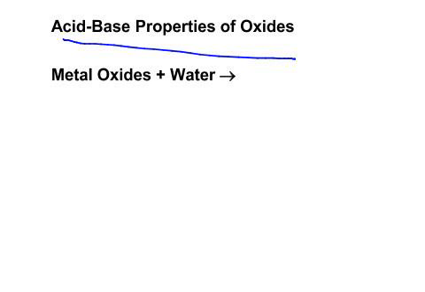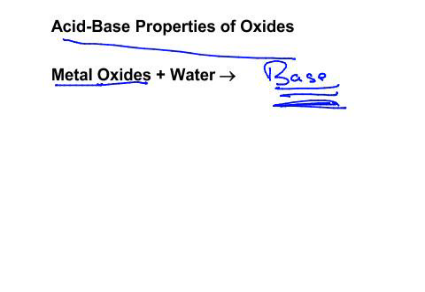Okay, acid-base properties of oxides. We've actually covered this again, but it's just so important to do. You have to be able to write balanced equations for these. If I have a metal oxide plus water, it always makes what? Base. Yes. We talked about that with the product prediction lessons, but we're just reinforcing it here.